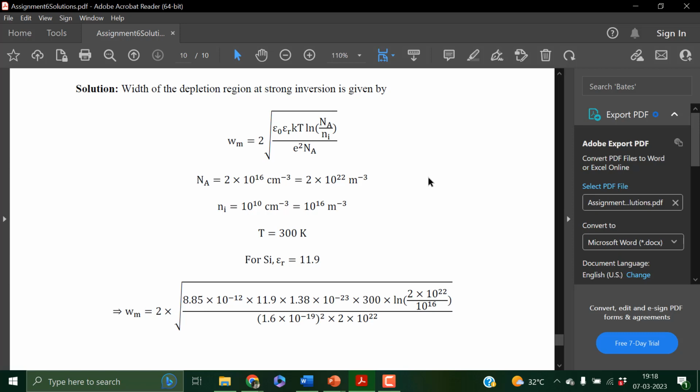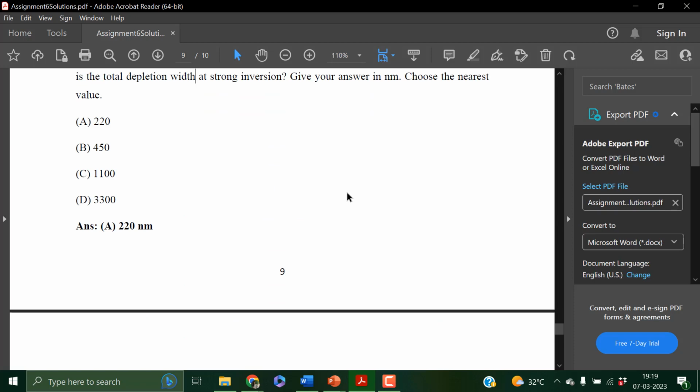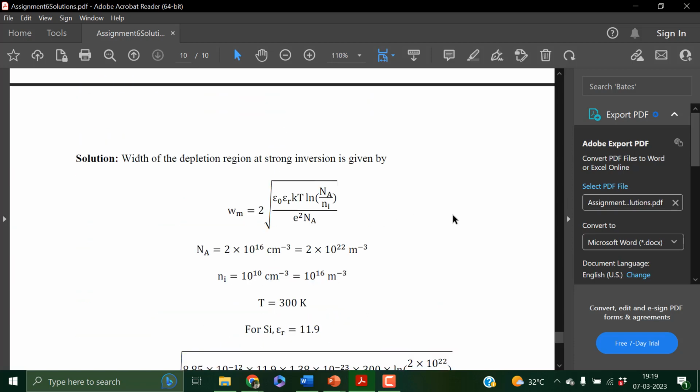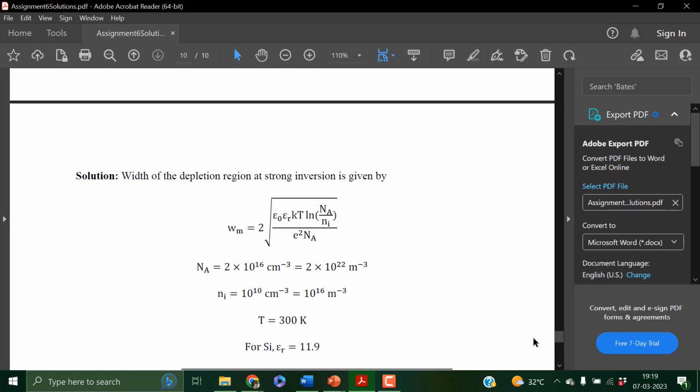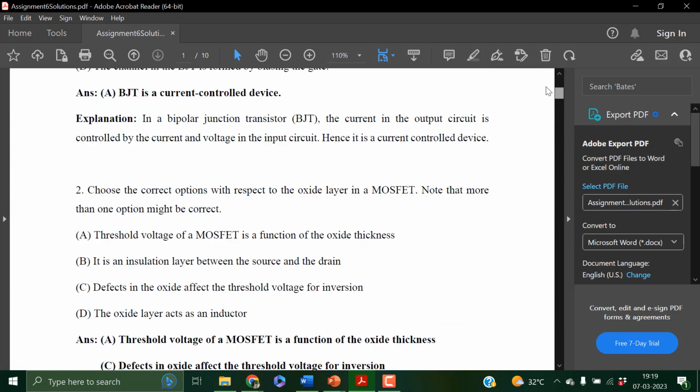I have the soft copy, hard copy in my home. Madam, I got 222. Yeah, so it's there in the options. 220 is there, right? Yes, ma'am. So that's correct. Okay, thank you, ma'am.